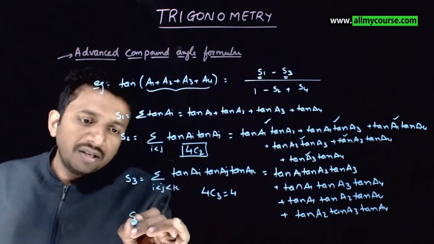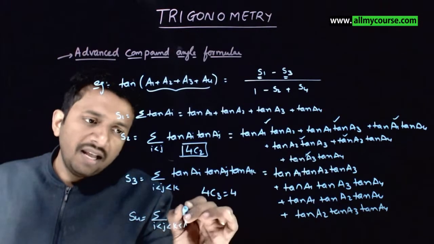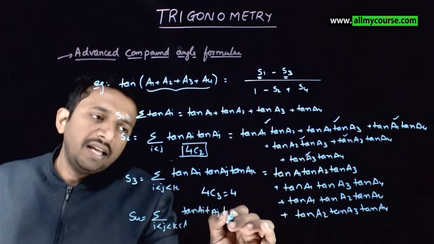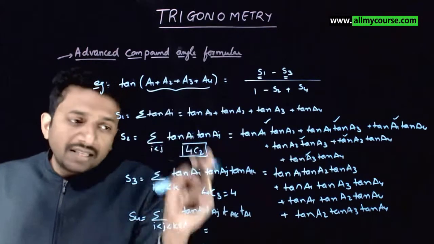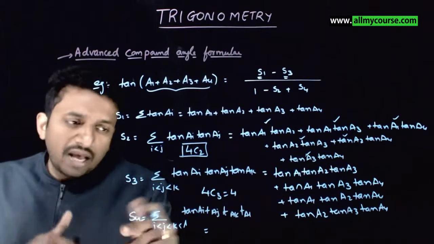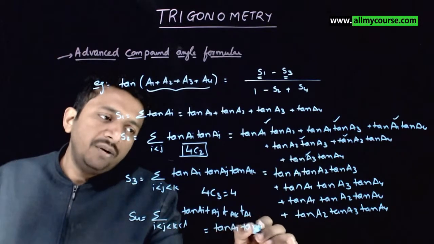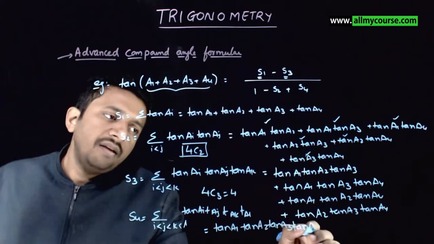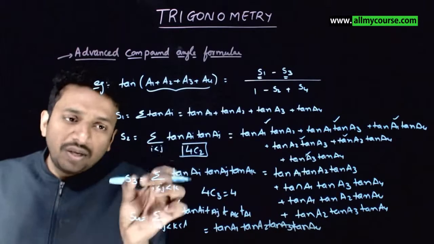Similarly, S4 is nothing but sigma I less than j less than k less than l tan AI tan AJ tan AK tan AL. So out of 4 angles, I am selecting all the 4 angles, so I can do it in 4C4. That is only one way. So S4 has only one term, tan A1 into tan A2 into tan A3 into tan A4. So these are the meanings of S1, S2, S3 and S4.